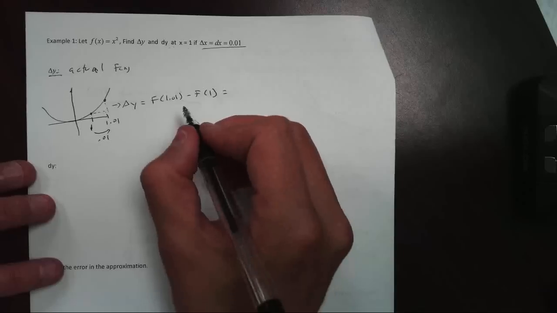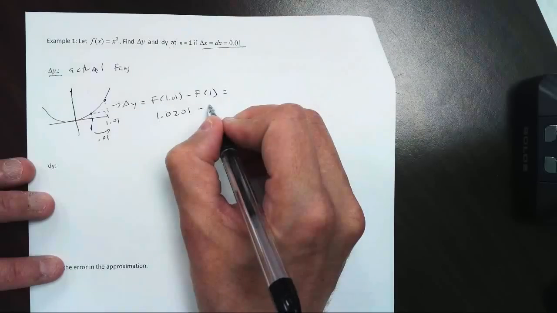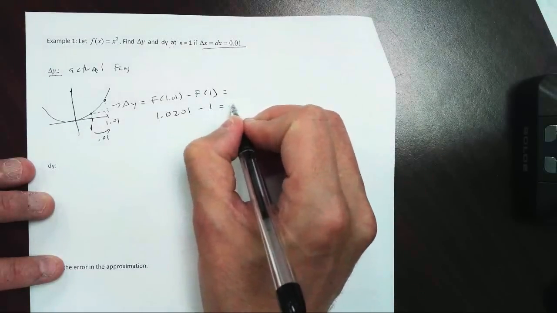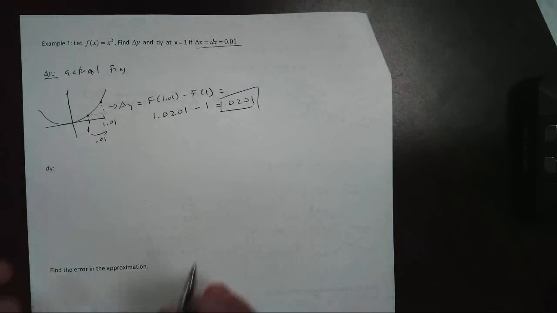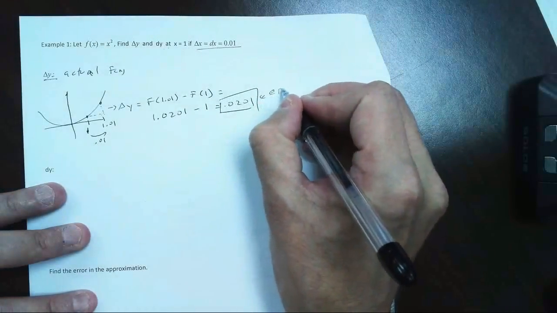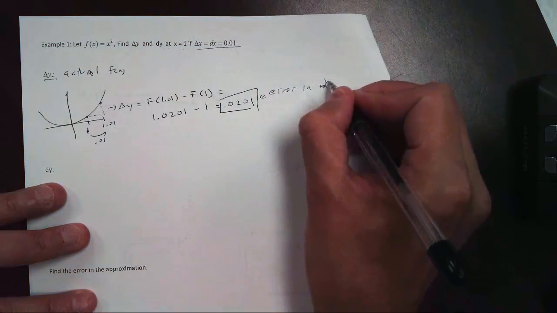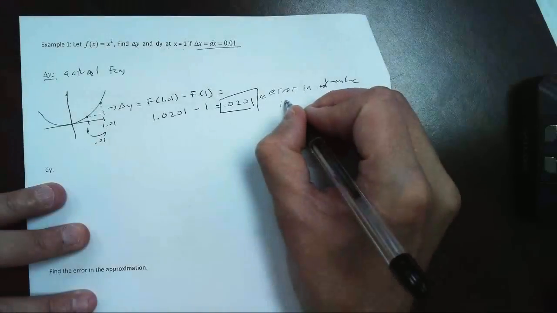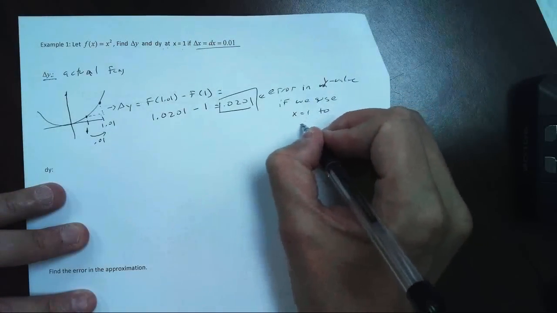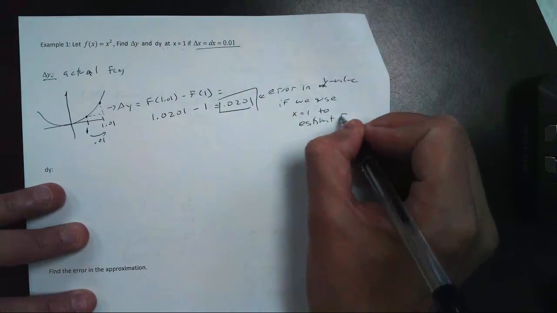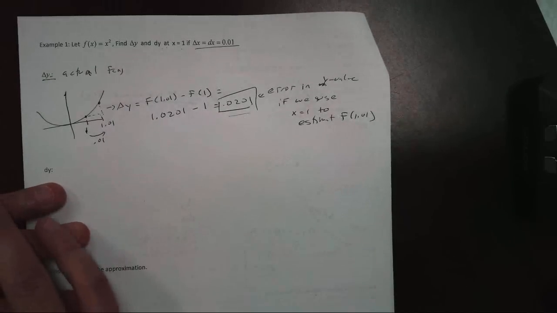And if we type that in our calculator, this becomes 1.0201. This is just 1. And I get 0.0201. Now what this is saying is this is the error in our y value if we used x equals 1 to estimate f of 1.01. That's the difference in our y values.